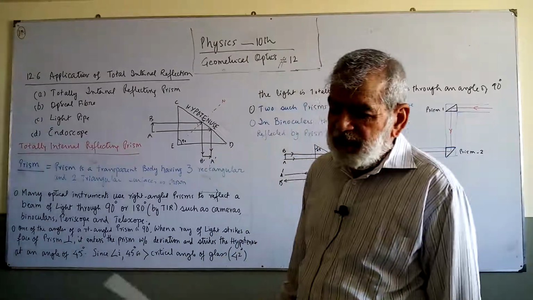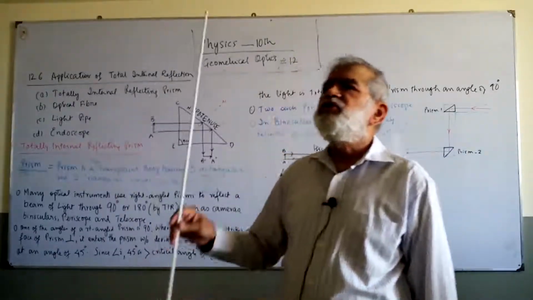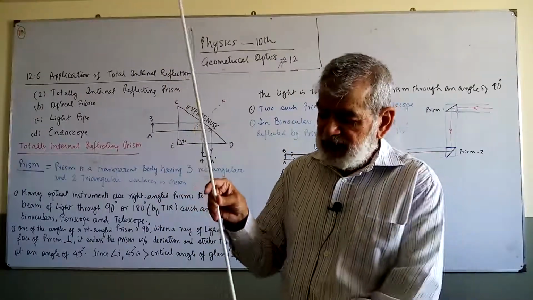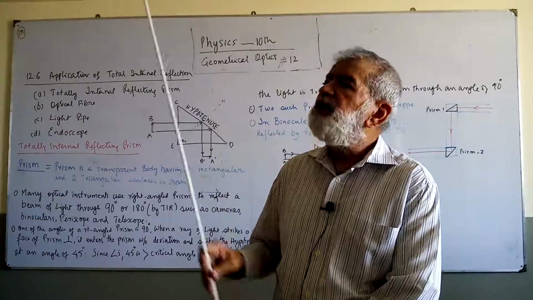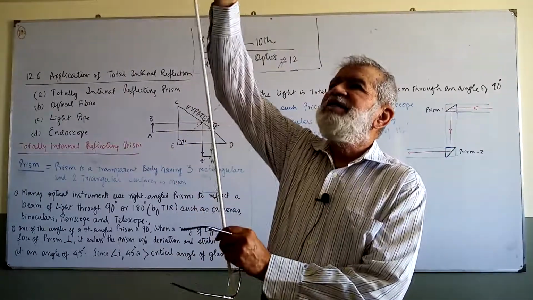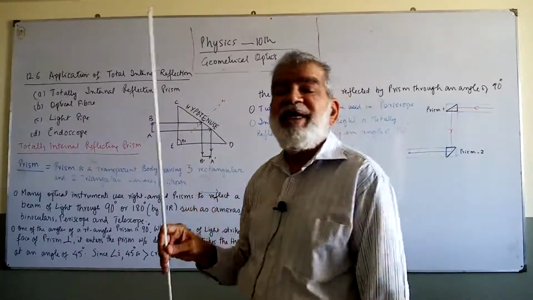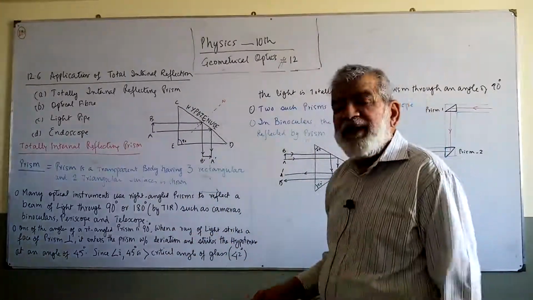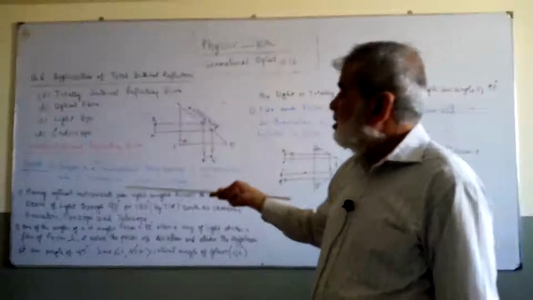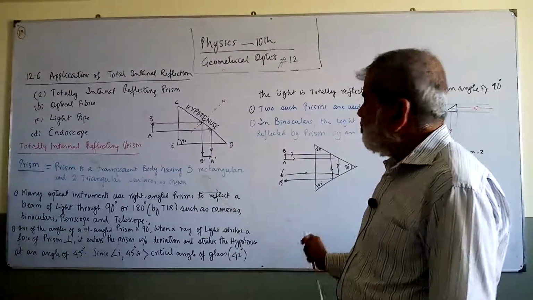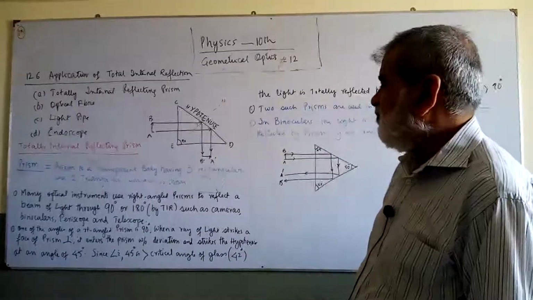A periscope is used to look at the surface above the sea. A submarine has got a periscope. It protrudes out like this, and it can see what is there on the surface, and the person sitting over here can see it. The instrument that they use in it is the prism. And I'll explain this phenomenon.